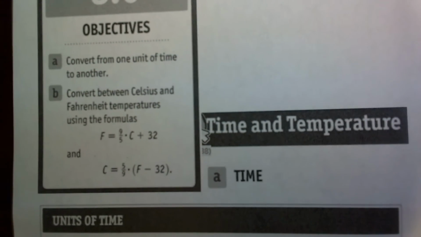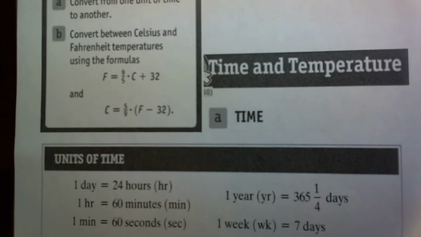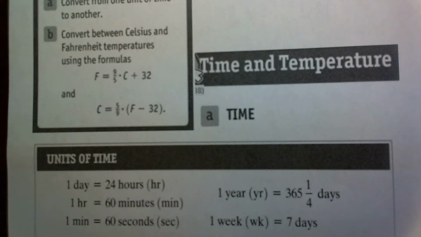So the units of time, and I'm sure you're familiar with them, is 1 day with 24 hours, and 1 hour equals 60 minutes, 1 minute equals 60 seconds, 1 year equals 365 and 1/4 days, and 1 week is equal to 7 days. Maybe some of you wonder about 1/4 of a day. Well, the year is not really 365 days long. It is 365 days and 1/4 of a day. And that is why we have leap years every 4 years to account for the extra day.